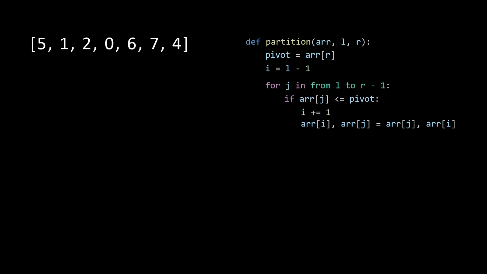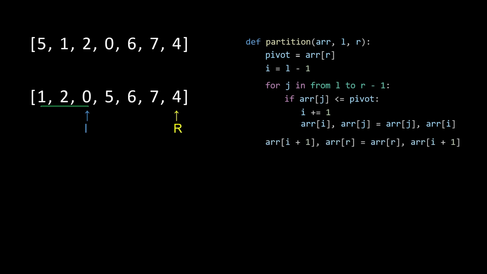Now after repeating this process, we are going to have an array like this. So all of the values less than the pivot are going to come to the left like so, and our I is going to be right here. Our R or the pivot will be right here.